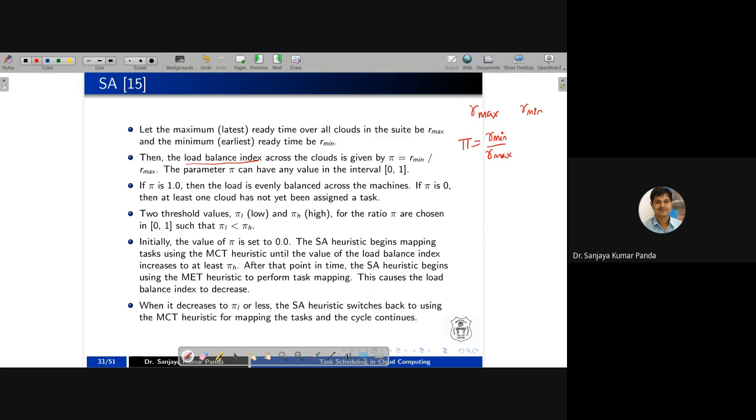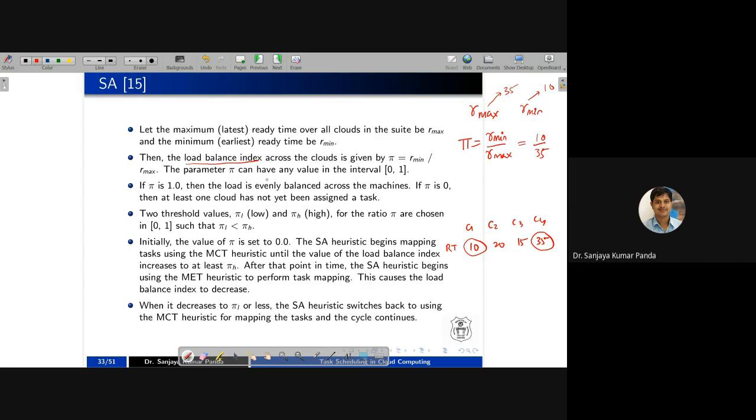So this mathematics looks very complex to you, but it is too easy. For example, C1, C2, C3, C4. Ready time of C1 is 10, C2 is 20, this is 15, this is 35. You tell me which one is maximum? Out of these ready times, which one is maximum? C4. Which one is minimum? C1. So Rmax is nothing but 35, Rmin is nothing but 10. Pi is nothing but 10 divided by 35. That's all. The same thing is written in the first two lines.